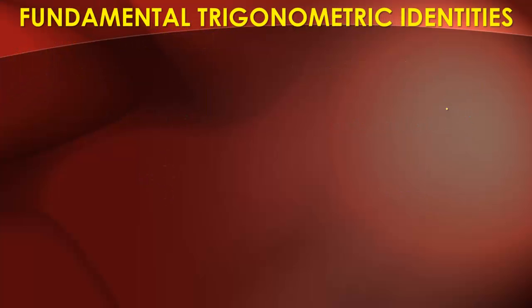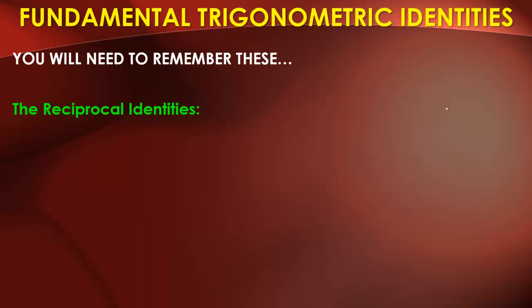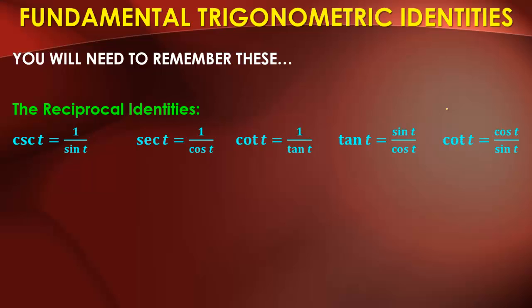So you are going to need to know the fundamental trig identities. Make sure you know the reciprocal identities. 1 over sine for cosecant, for secant 1 over cosine, for cotangent 1 over tangent, which is the same thing as cosine over sine, depending on the information you have. And tangent is sine over cosine, of course.